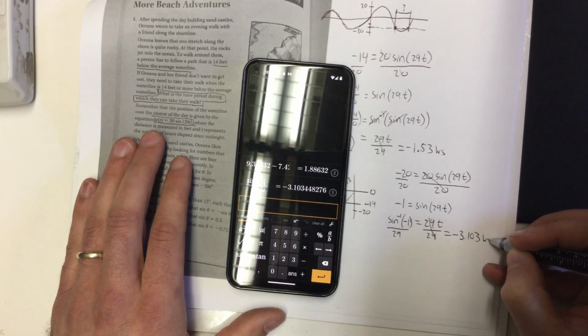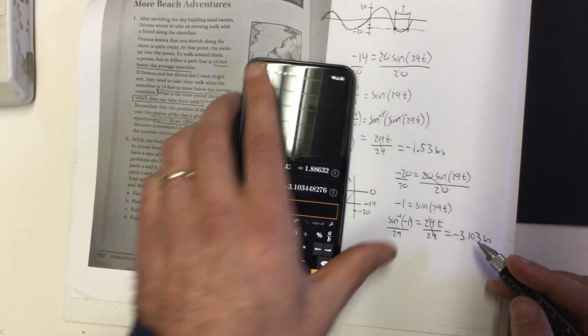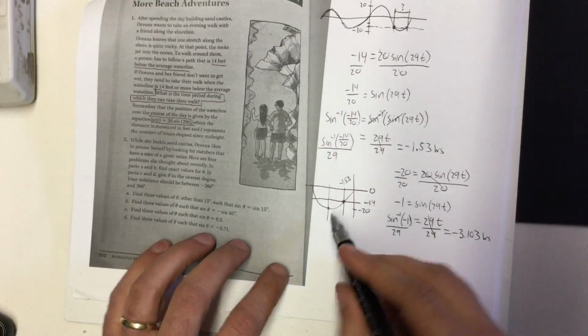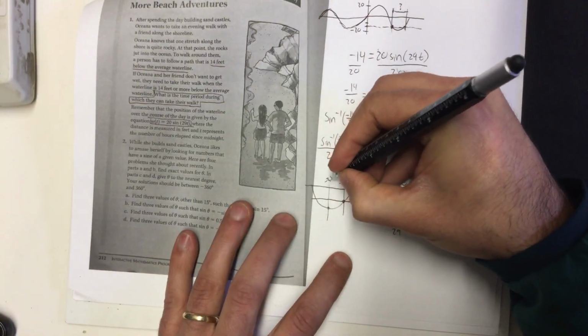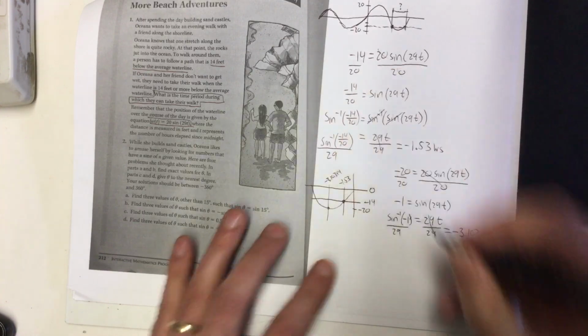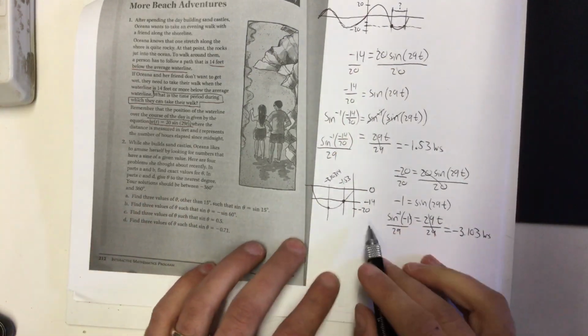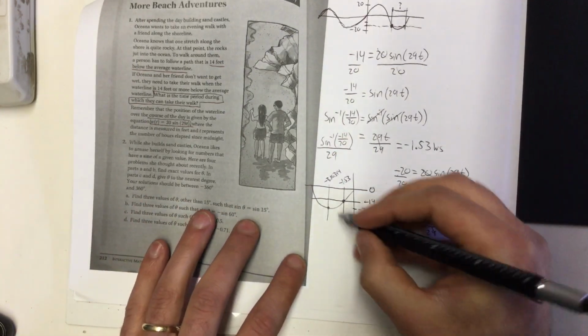And that would be hours, right? So there'd be 3 hours before midnight is when it was right here. So negative 3.10344, and so on and so forth. Okay, so then the question is, how much time do they have?